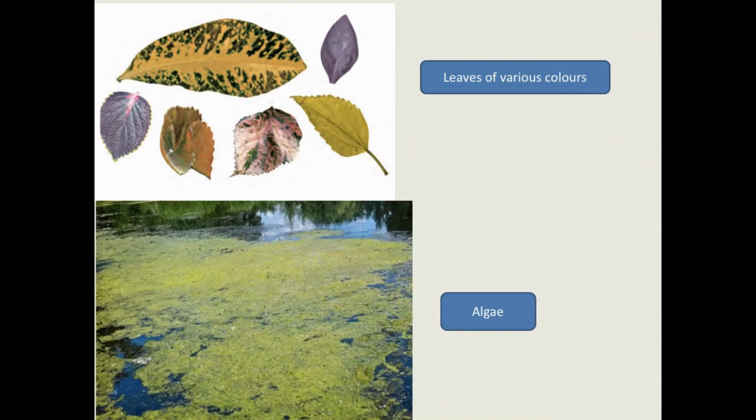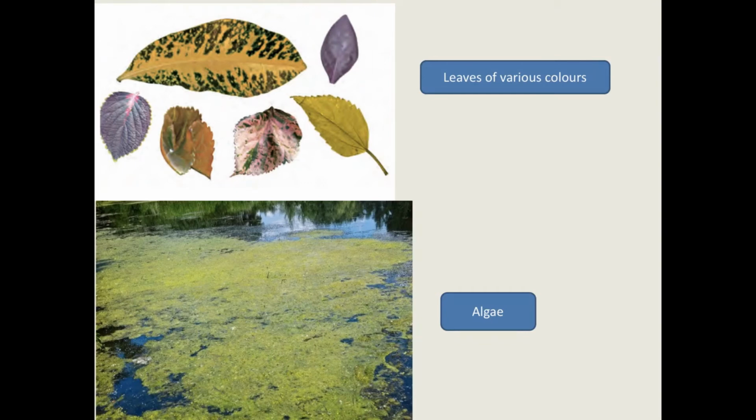So how is this possible? This is possible because the green color has been masked by the other pigments on the leaf. Though the green color is not visible, these leaves of the plant do possess the green pigment, which enables them to carry out the process of photosynthesis.